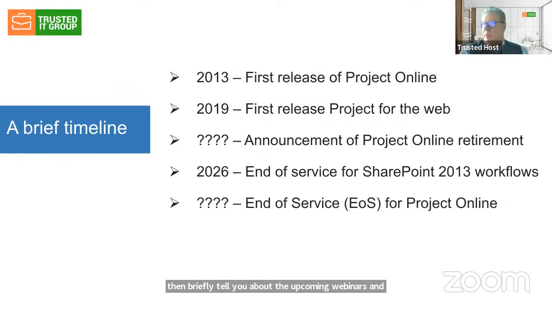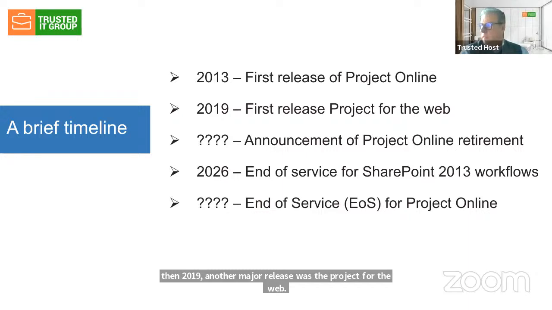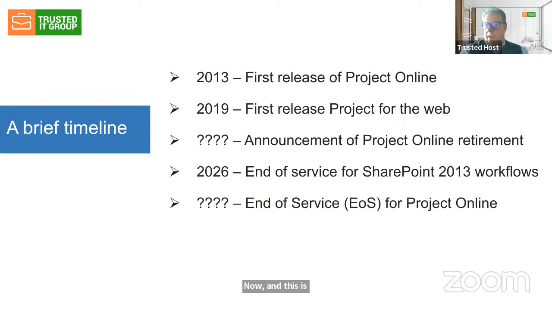So again, a brief history of Project Online. 2013, it was first released. Then in 2019, another major release was Project for the web. And this is somewhat of a controversial question, right? The announcement of Project Online retirement. As you can see, there are question marks.